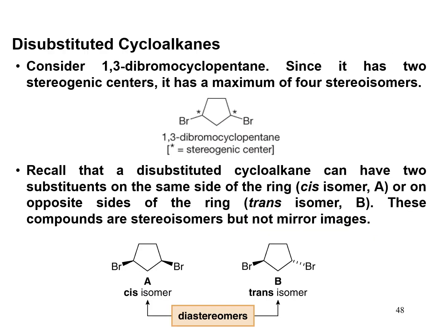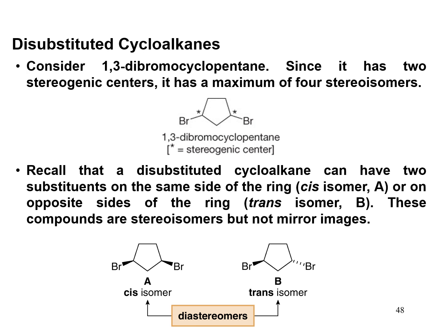Now, disubstituted cycloalkanes. This disubstituted cycloalkane has 2 stereogenic centers at these positions. So consider 1,3-dibromocyclopentane. Since it has 2 stereogenic centers, it has a maximum of 4 stereoisomers. Recall that a disubstituted cycloalkane can have 2 substituents on the same side of the ring, cis isomer A, or on opposite sides of the ring, trans isomer B.